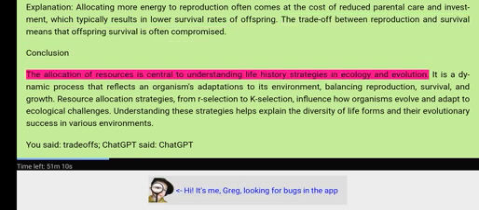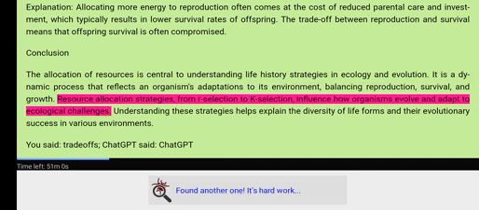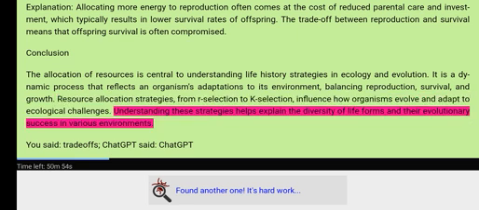Conclusion. The allocation of resources is central to understanding life history strategies in ecology and evolution. It is a dynamic process that reflects an organism's adaptations to its environment, balancing reproduction, survival, and growth. Resource allocation strategies, from r selection to K selection, influence how organisms evolve and adapt to ecological challenges. Understanding these strategies helps explain the diversity of life forms and their evolutionary success in various environments.